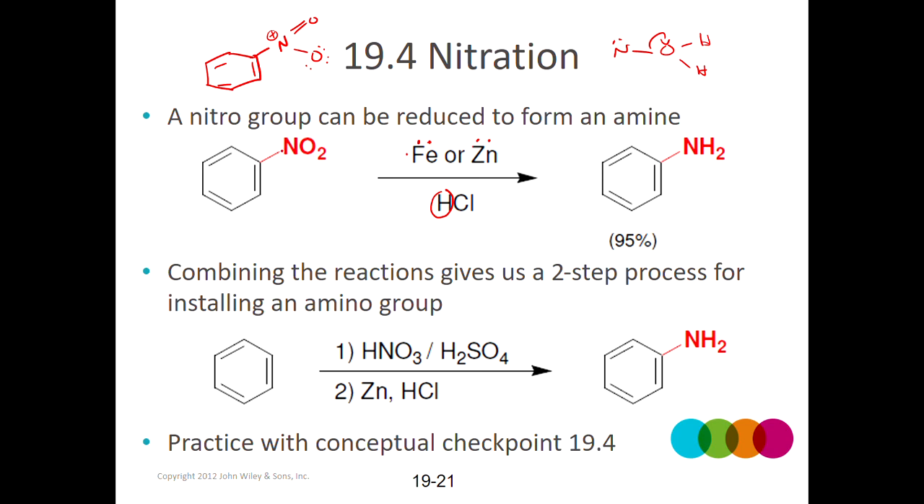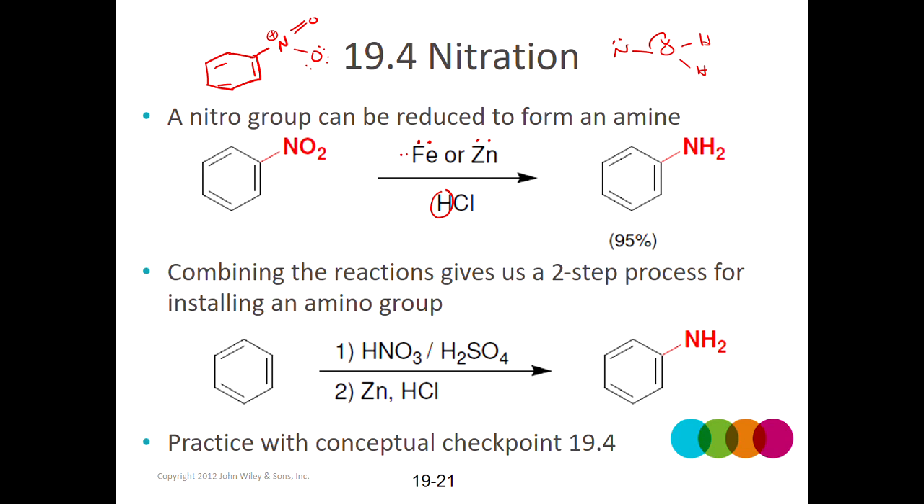The iron or zinc provides electrons around the nitrogen, because right now it doesn't have any, right? These oxygens are going to pull the electrons away since they're more electronegative than the nitrogen. So we need these electrons to surround the nitrogen, and then the nitrogen can use those electrons to pick up more protons and form an amine.